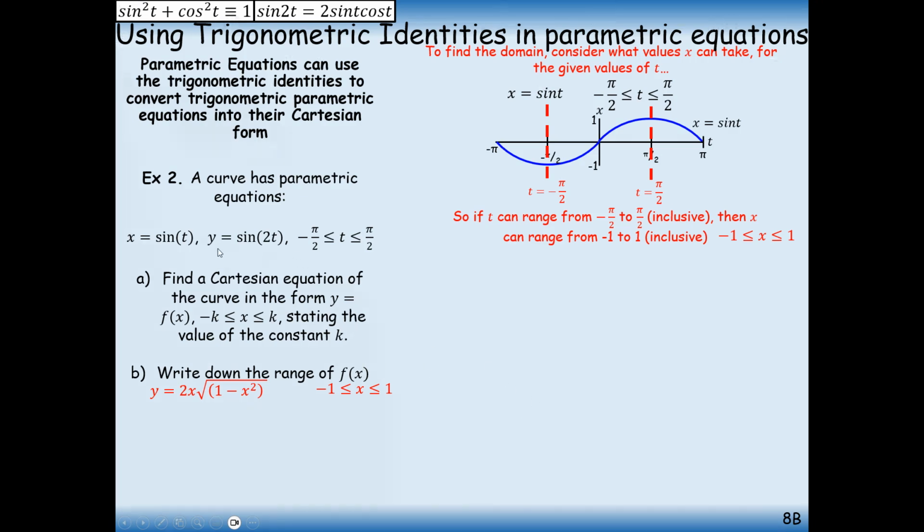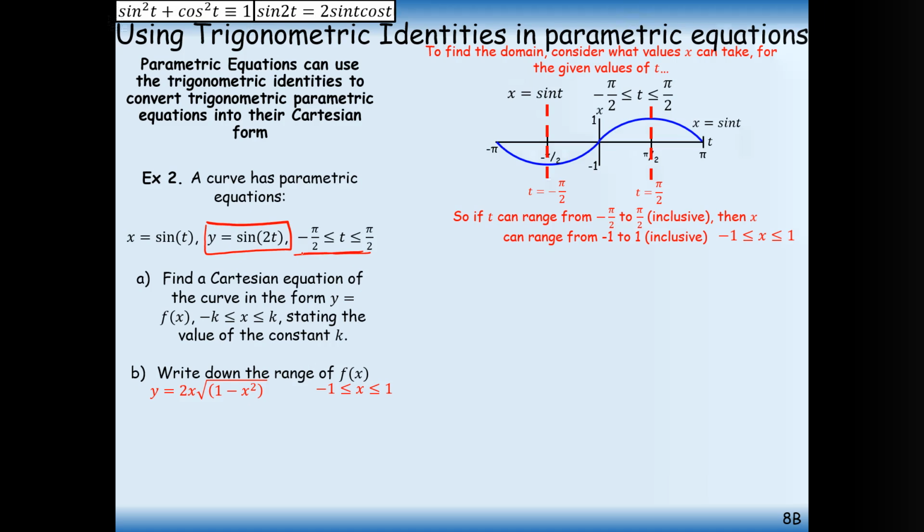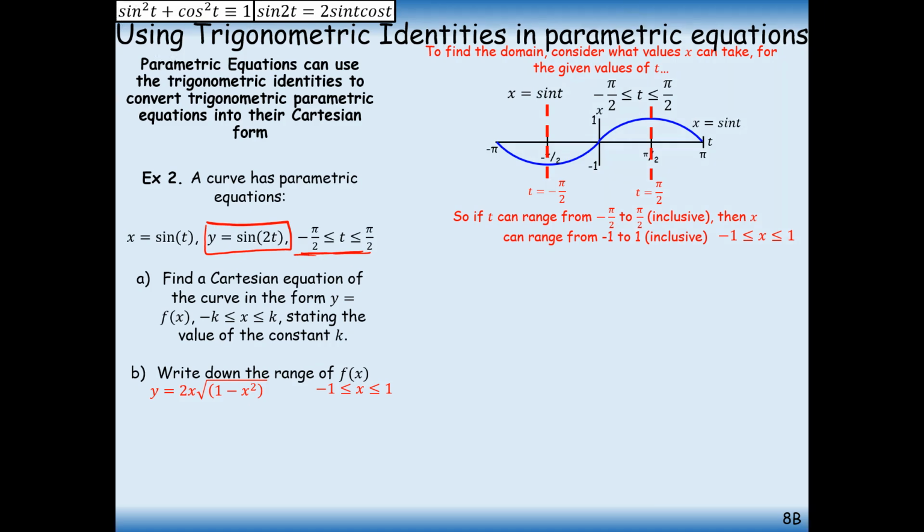So let's look at the definition of y in terms of t. We're going to consider this range of values for t and explore how sine of 2t behaves. We know that the double angle, the multiplier of 2 inside the bracket, means that we will have a stretch factor of 2, so it will squash the graph and make it steeper.